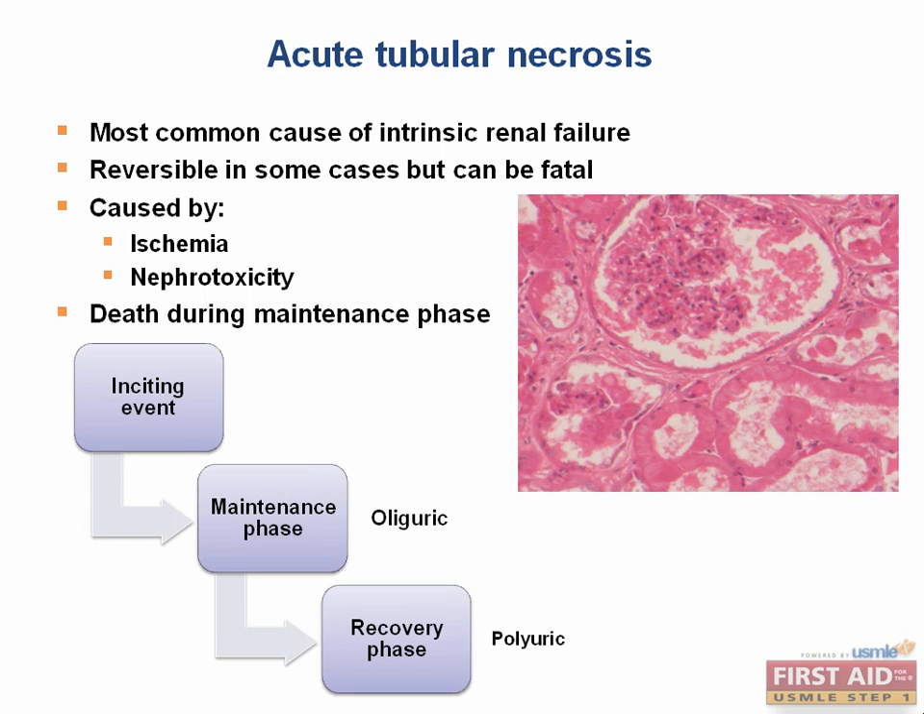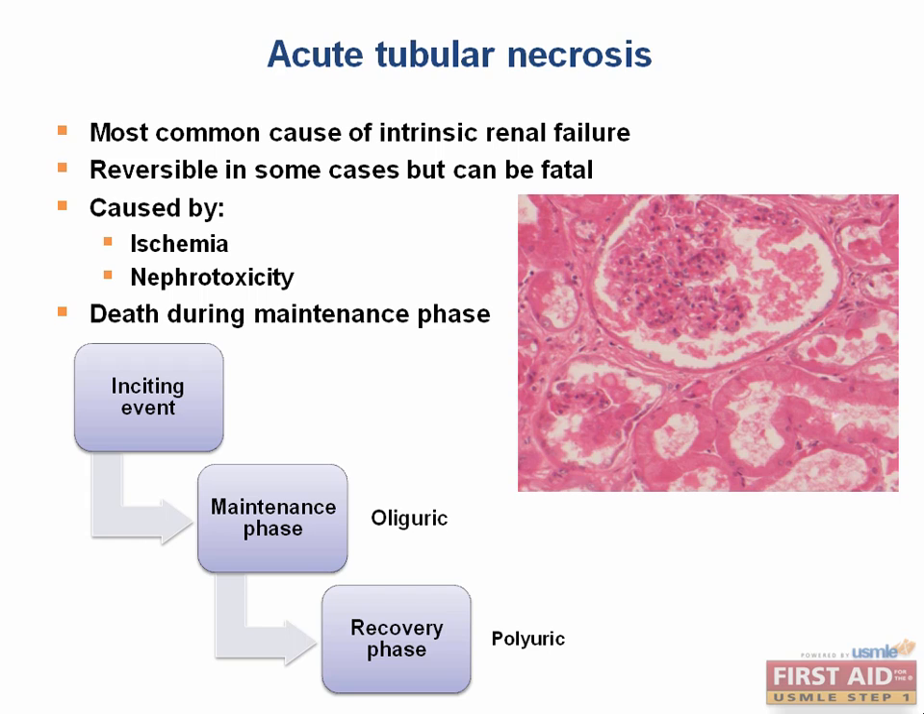There are 3 phases of acute tubular necrosis. First is the inciting event, and this is followed by the maintenance phase, which usually lasts for 1 to 3 weeks. This phase is oliguric, meaning the patient does not generate much urine. If this is the case, what will the patient be at risk for? They will be at risk for hyperkalemia and metabolic acidosis, since potassium and hydrogen ions cannot be excreted. Death most often occurs during this phase.